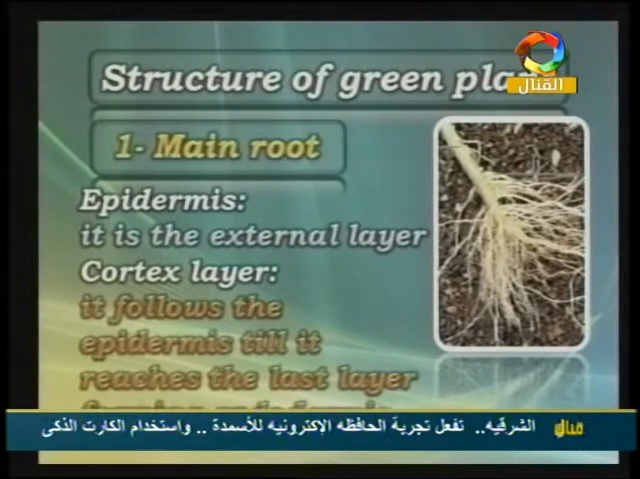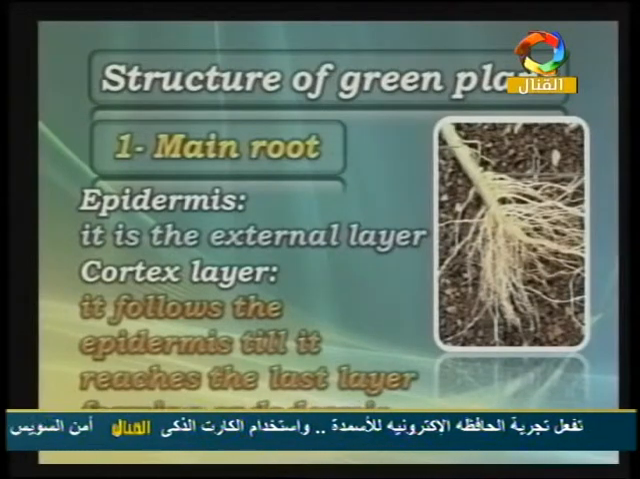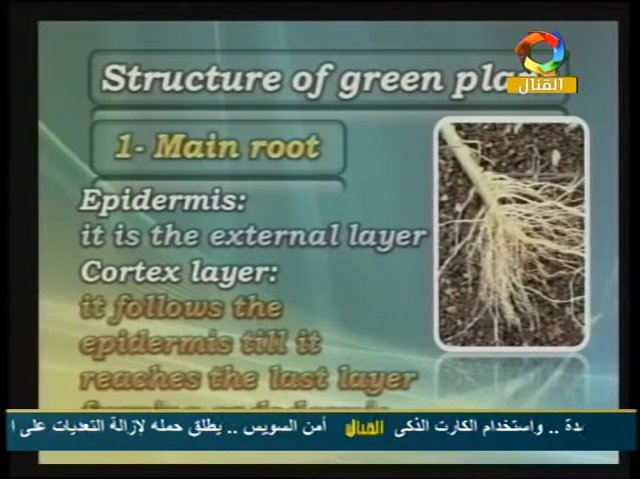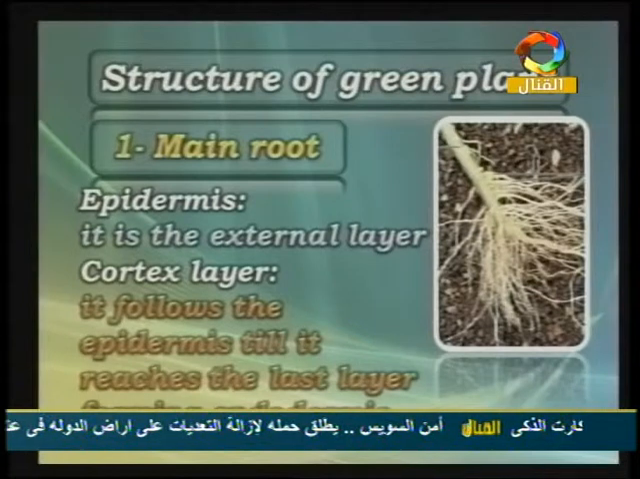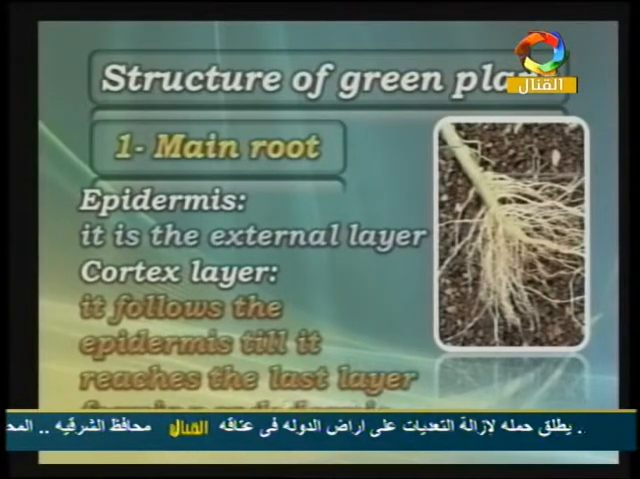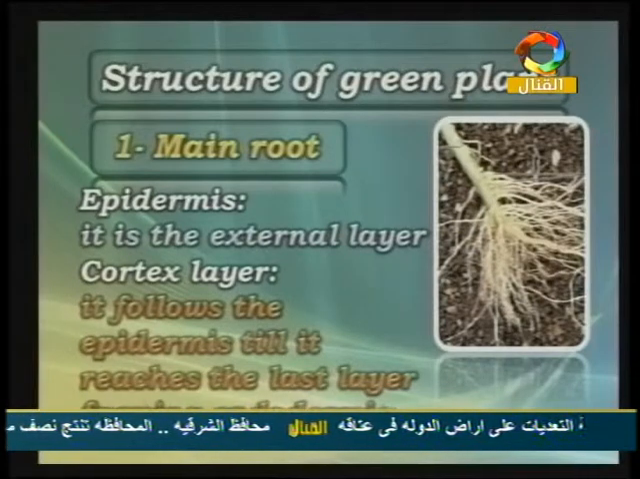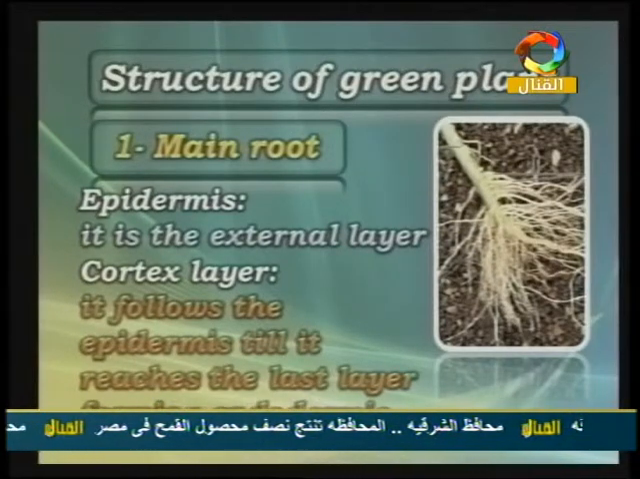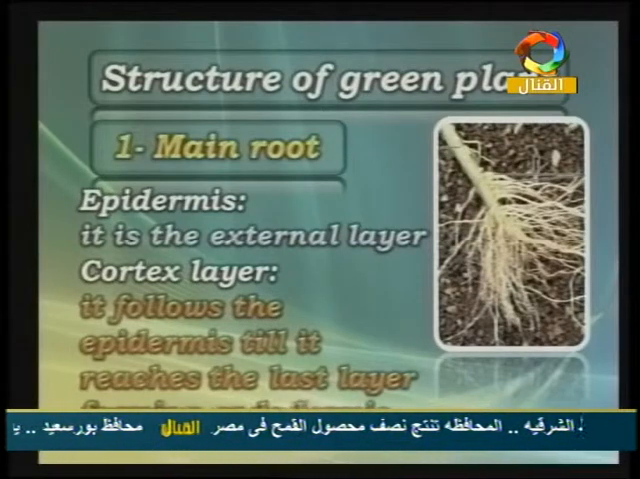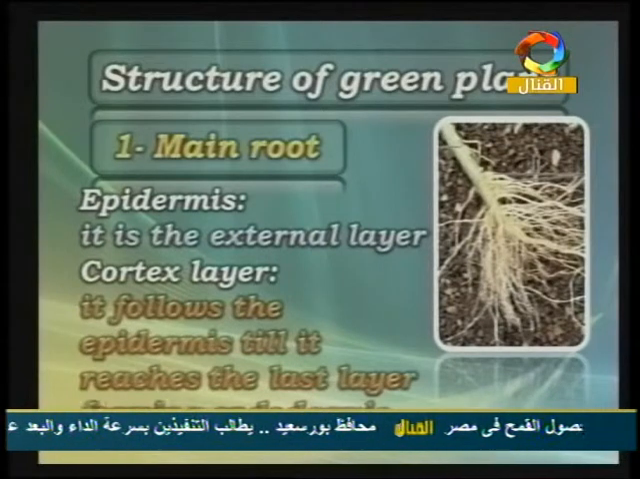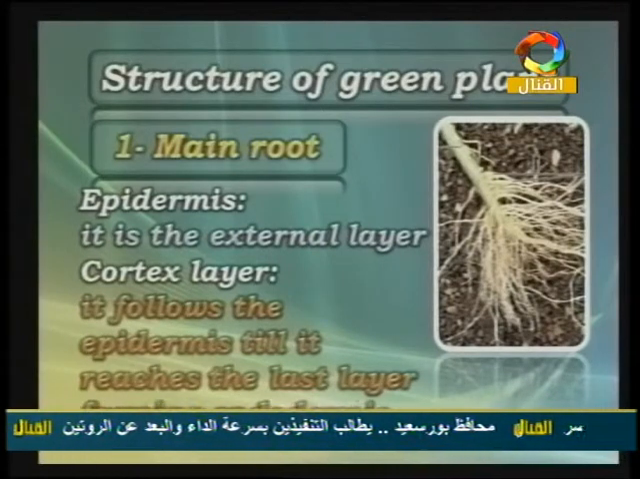Number one is main root. Epidermis, it's the external layer. External layer, it means what? It means the type of, or like the cover. This external layer, it's called cover. Cover of what? Cover of the root or main root. And after that we have the cortex layer. Cortex layer, it means it's followed the epidermis till it reaches the last layer forming endodermis.